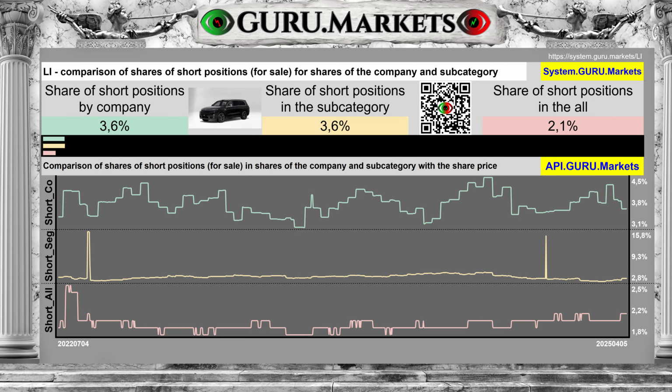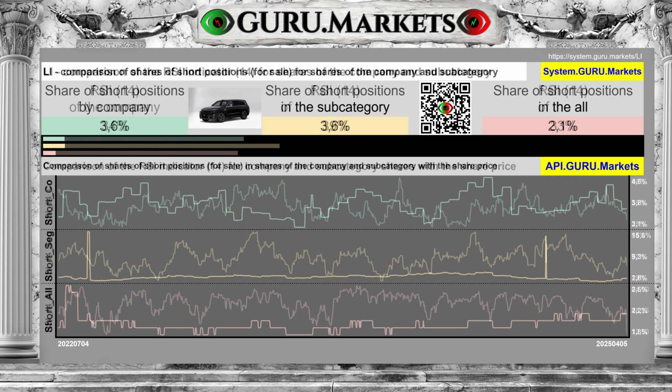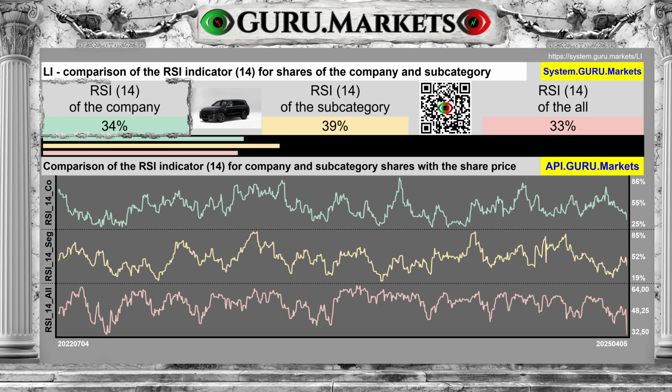Shares for sale are 3.6%, with a subcategory average of 3.6%. This is an indicator of a possible short squeeze. Technical indicator RSI 14 shows a level of 34% for the company Li Auto Inc ADR. For the subcategory, this level is 39%. On average, securities of the subcategory are quoted in the same way as the company's shares Li Auto Inc ADR.